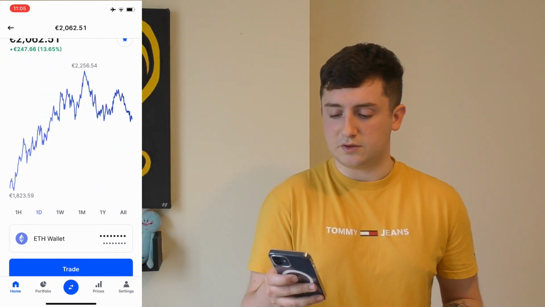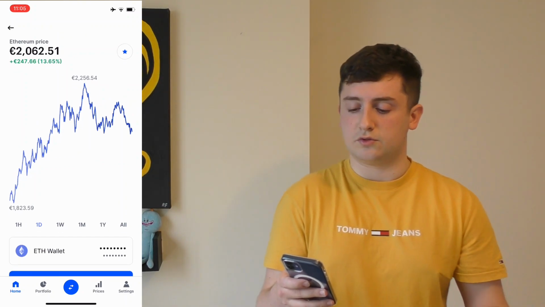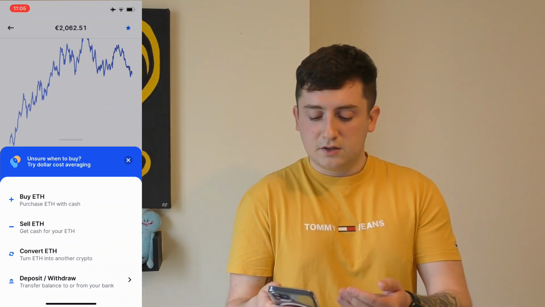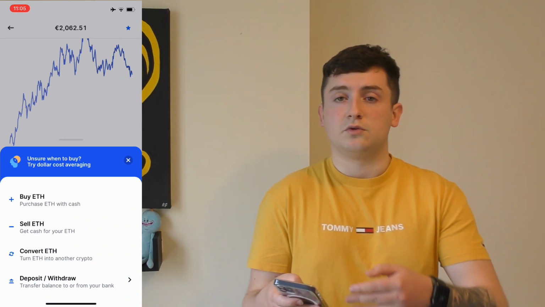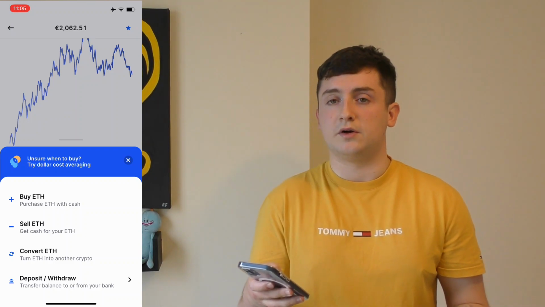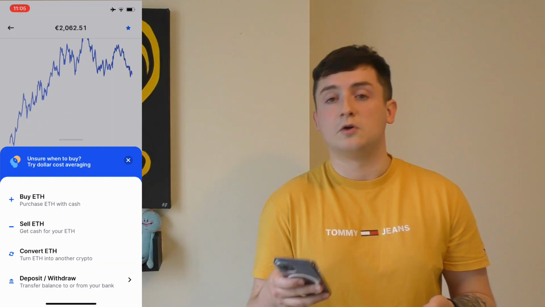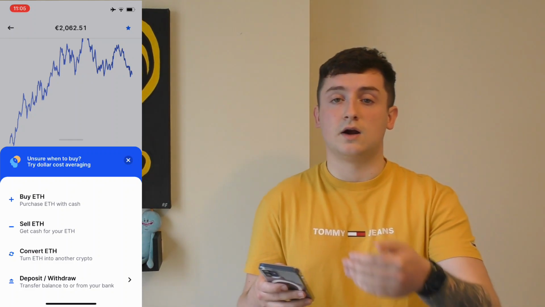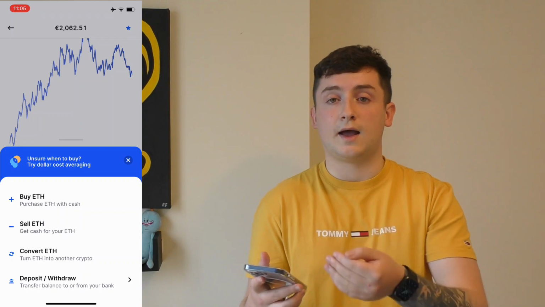So you can see Ethereum's there. I'll tell you it's 2,000 euros a coin at the moment. It's up 13% today. You go trade, you can buy Ethereum, sell Ethereum, convert Ethereum, so you can convert your Ethereum into Bitcoin or into Cardano or whatever you like, or you can deposit or withdraw your Ethereum. I'm not going to press buy Ethereum because it's going to show you my card details, but if you just press it in, you can put in your card details or you can transfer money into that app.